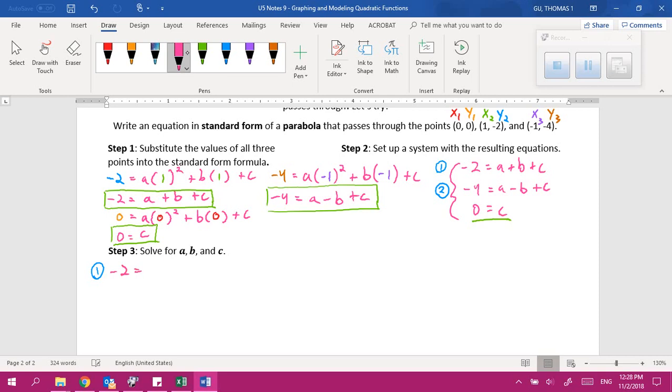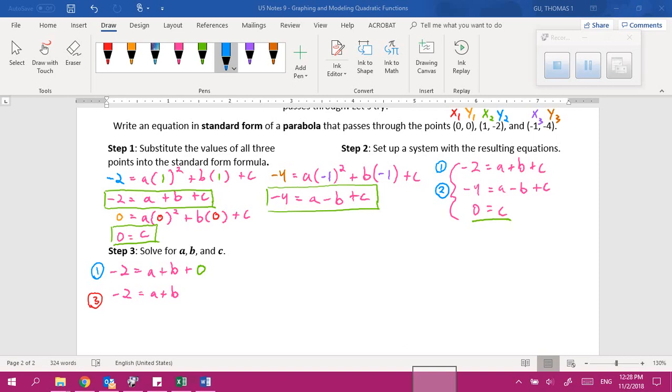Negative 2 equals a plus b plus what? 0. Plus 0 because c is 0. And if I simplify this, that will give me one of my new equations. So what's my new equation then? Negative 2 equals? a plus b. That's it. Because it's 0, it made it very easy. Normally we'd have to move the number over, but this one it's just like that. So this is equation 3 then, because that's one of my new equations. What else do I need to do?